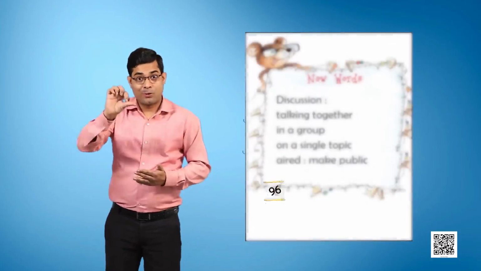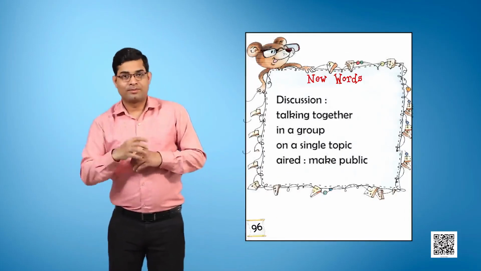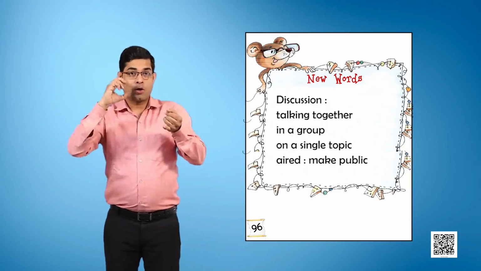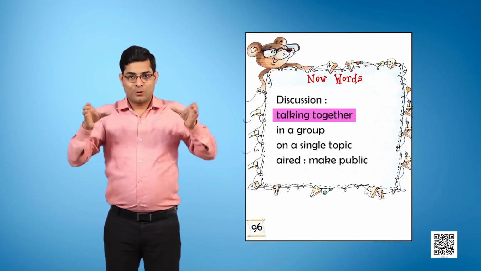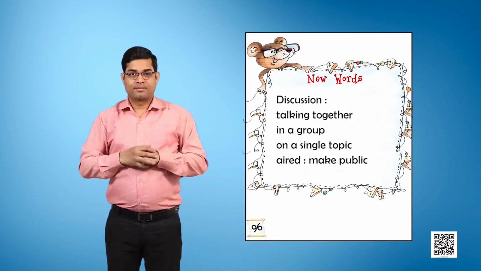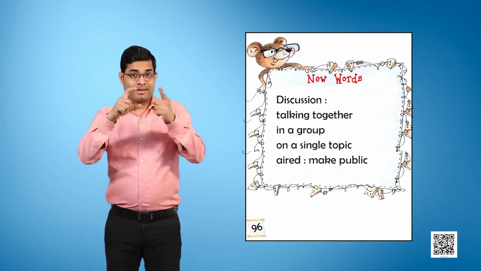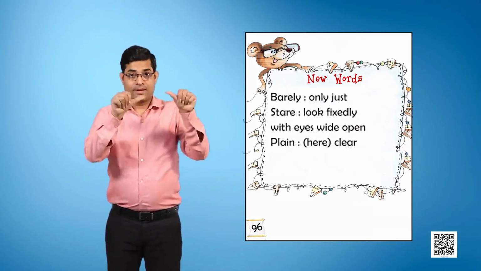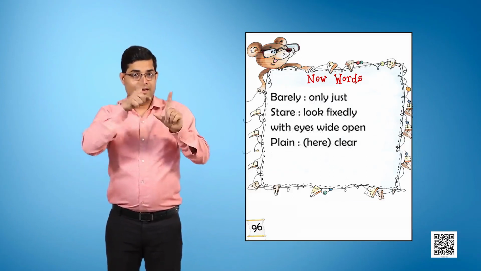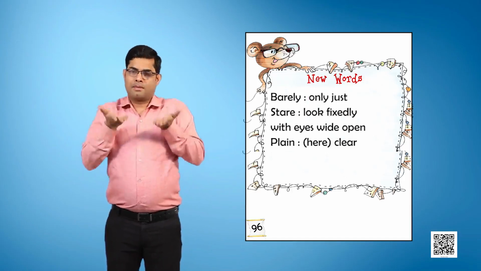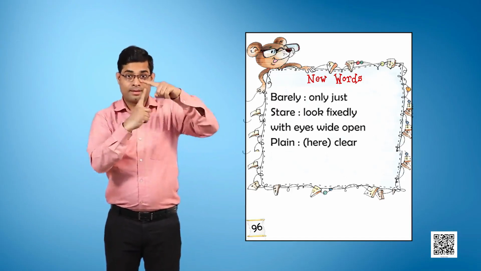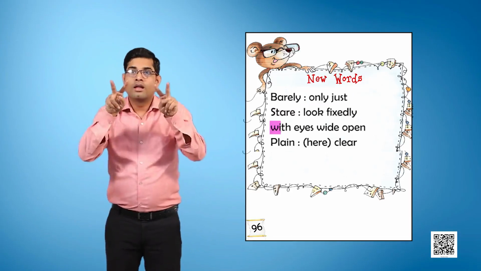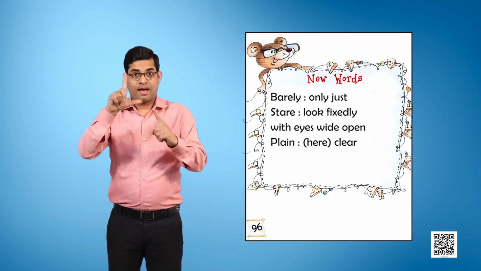Page 96. New words. Discussion: talking together in a group on a single topic. Aired: make public. Barely: only just. Stare: look fixedly with eyes wide open. Plain: clear.